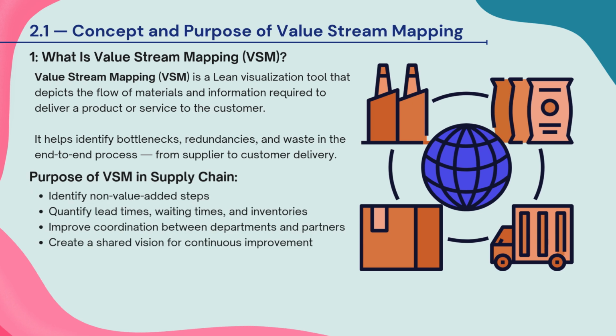This slide explains the concept and purpose of value stream mapping, or VSM. VSM is a lean tool used to visualize the complete flow of materials and information from supplier to customer. It helps identify bottlenecks, waste, and inefficiencies in the process. The purpose of VSM is to highlight non-value-added activities, measure lead and waiting times, improve coordination between teams and partners, and create a clear roadmap for continuous improvement and better supply chain performance.